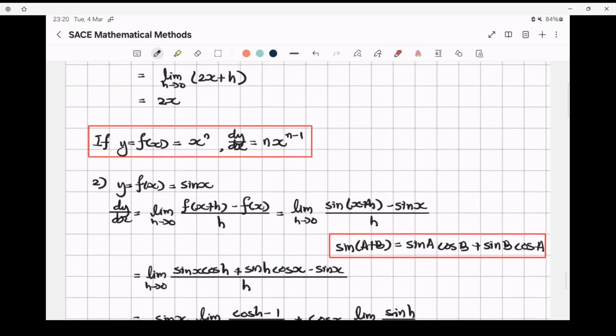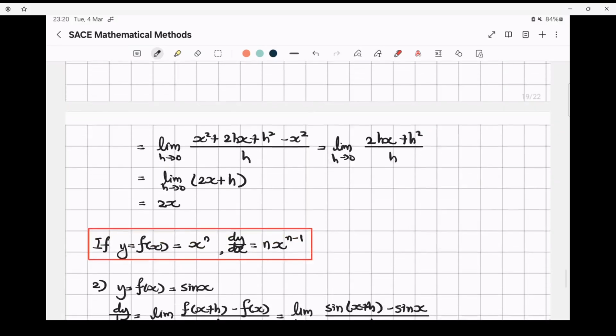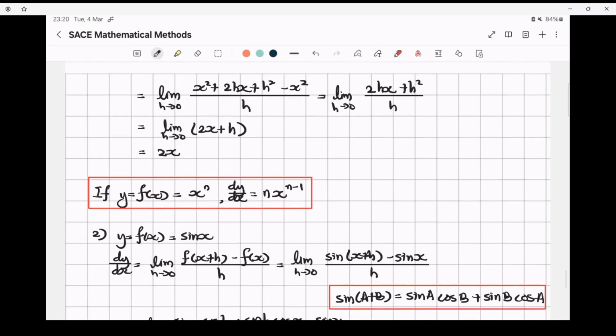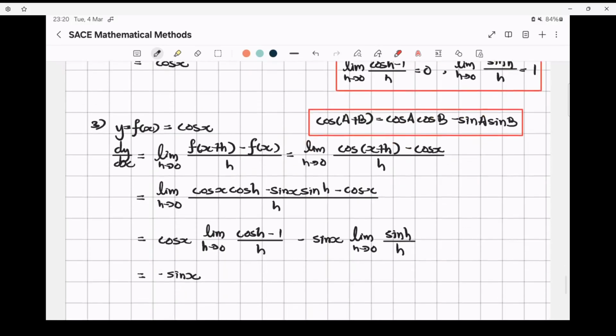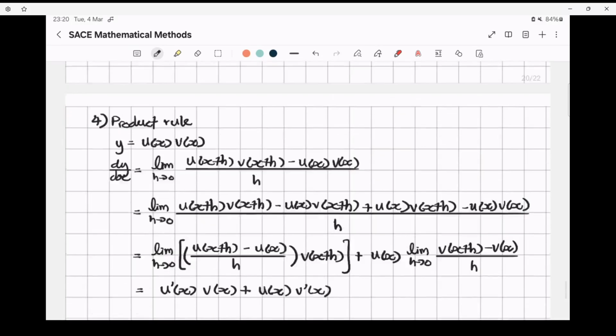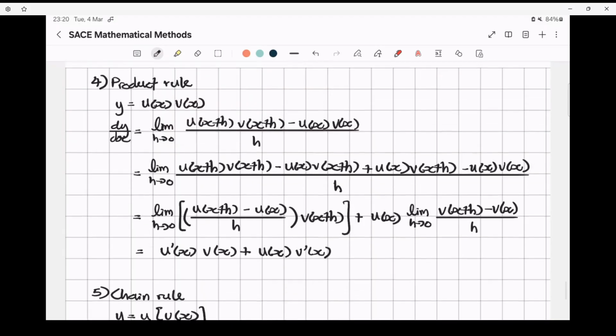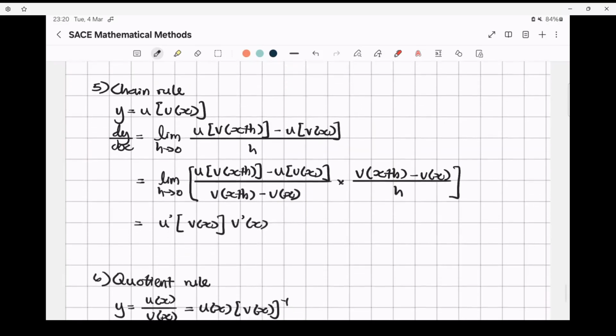So let's summarize. When you have x to the power of n, you differentiate it, the index moves in front, and then the index minus 1. When it is sine x, differentiate it, you get cos x. When it is cos x, differentiate it, you get minus sine x. Remember how to do product rule: differentiate the first part, keeping the second part, plus differentiating the second part, keeping the first part. Chain rule is differentiating the outside and then differentiating the inside.